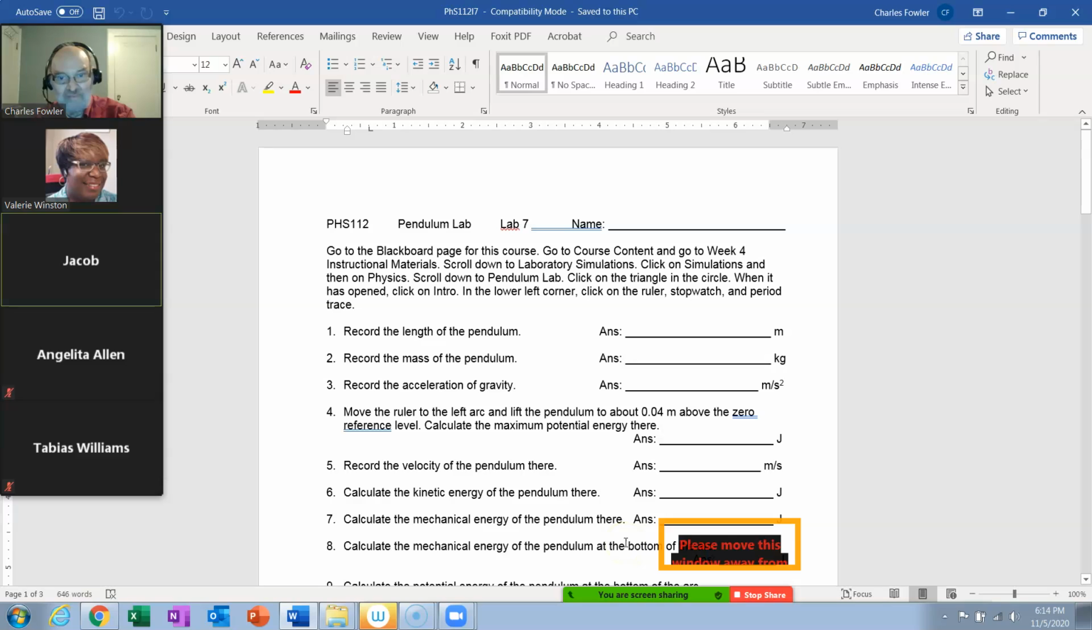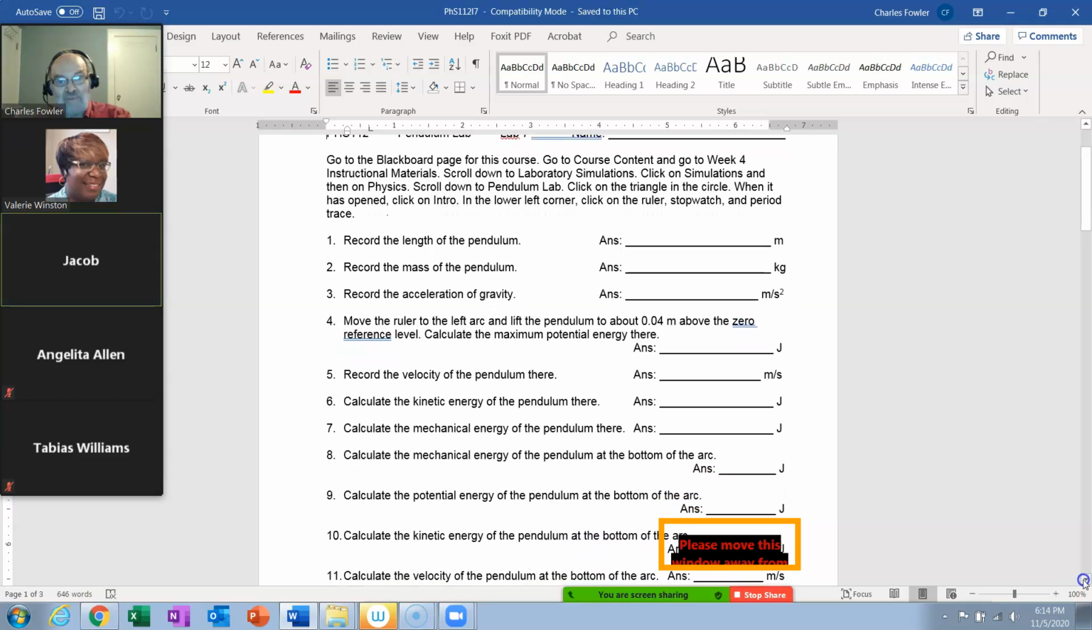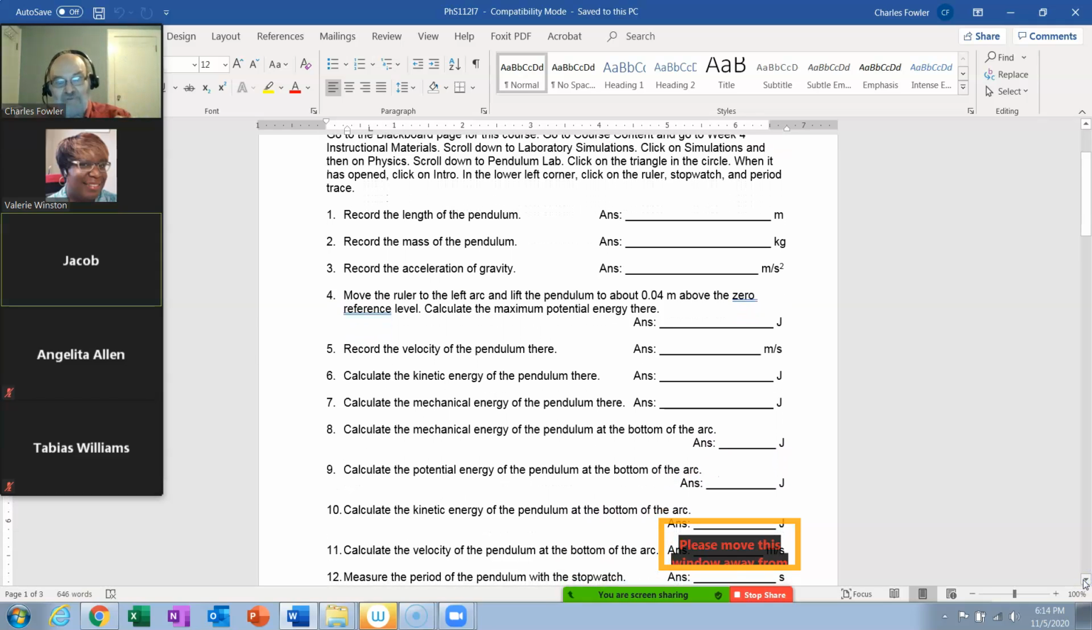Now, again, this is going back to a couple labs ago. What is the mechanical energy at the bottom of the arc? Okay, because mechanical energy is conserved, it always stays the same. The mechanical energy at the top and the mechanical energy at the bottom are the same, so then again it's 0.392 joules. Make sense? Mechanical energy does not change, it's conserved.